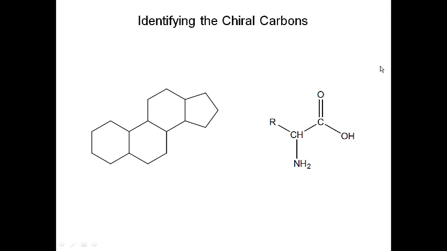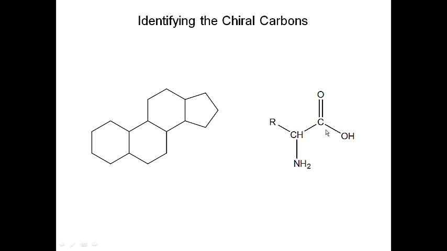Here's 2 more. If you think you got it, stop the tape and identify the chiral carbons in these 2 molecules. Okay, hopefully you've got them. Let's start with the molecule on the right. In biology, this molecule is called an alpha amino acid. We'll just say an amino acid.